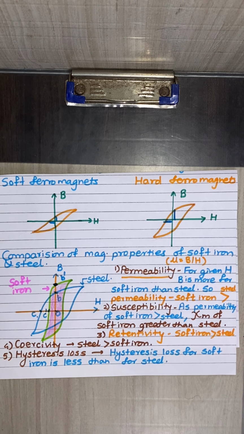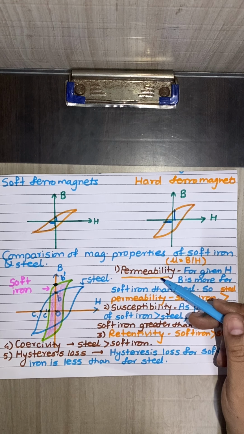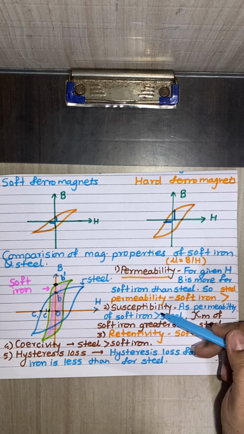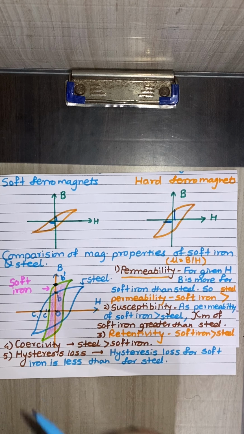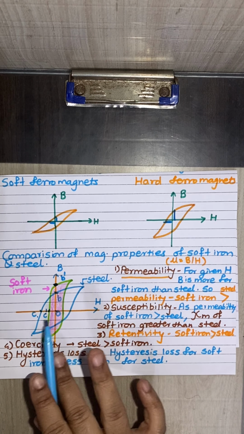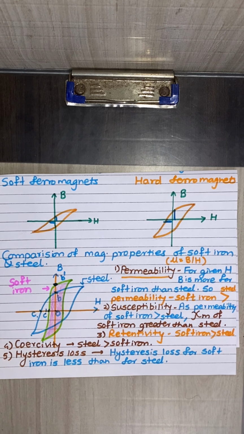Now it is very easy to understand the properties one by one and compare: permeability, then depending on that permeability, susceptibility, then retentivity by using the graph, and coercivity also by using the graph, how to compare. And the next one is nothing but the area of the hysteresis loop.